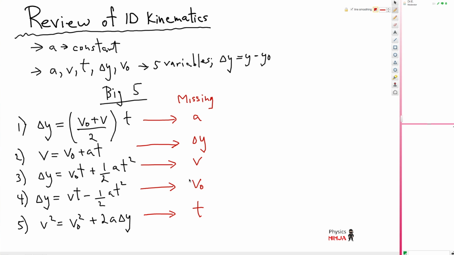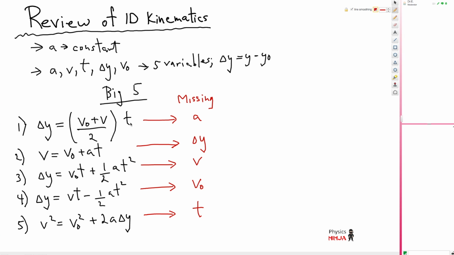Okay? So when I'm reading a problem and they don't mention time, I know right away that I'm probably going to use big 5, number 5. Okay? This equation doesn't have time. It only includes velocity, initial velocity, acceleration, and displacement.